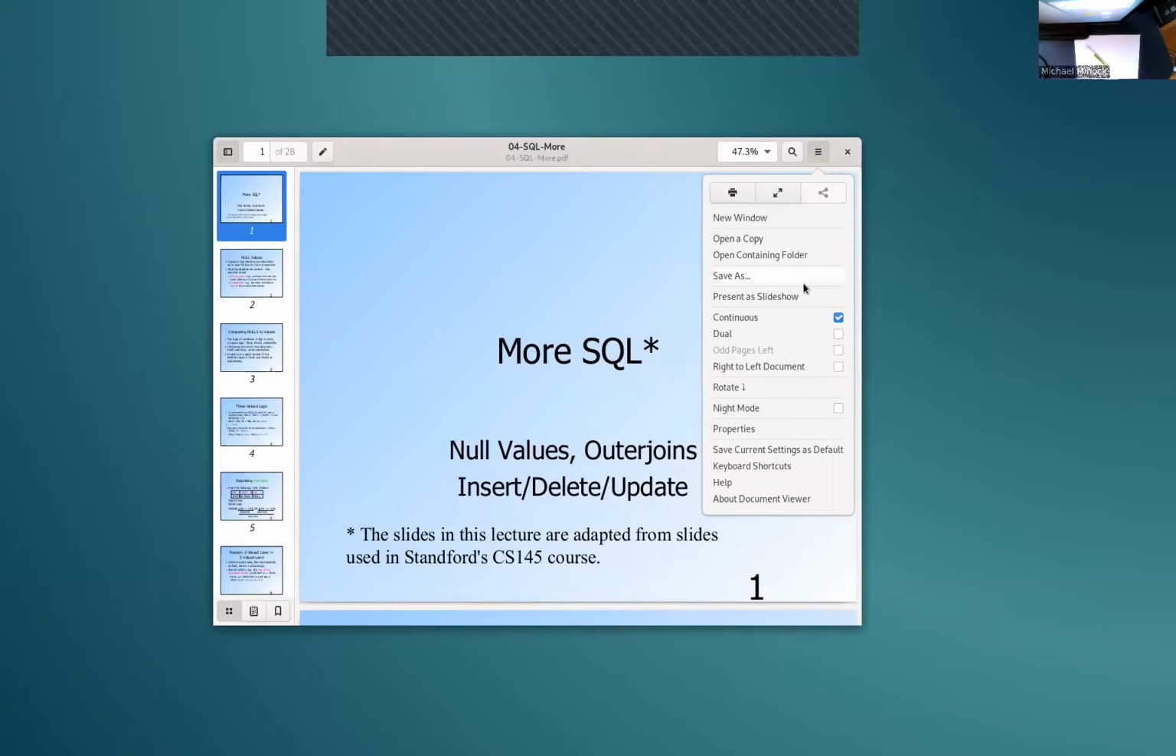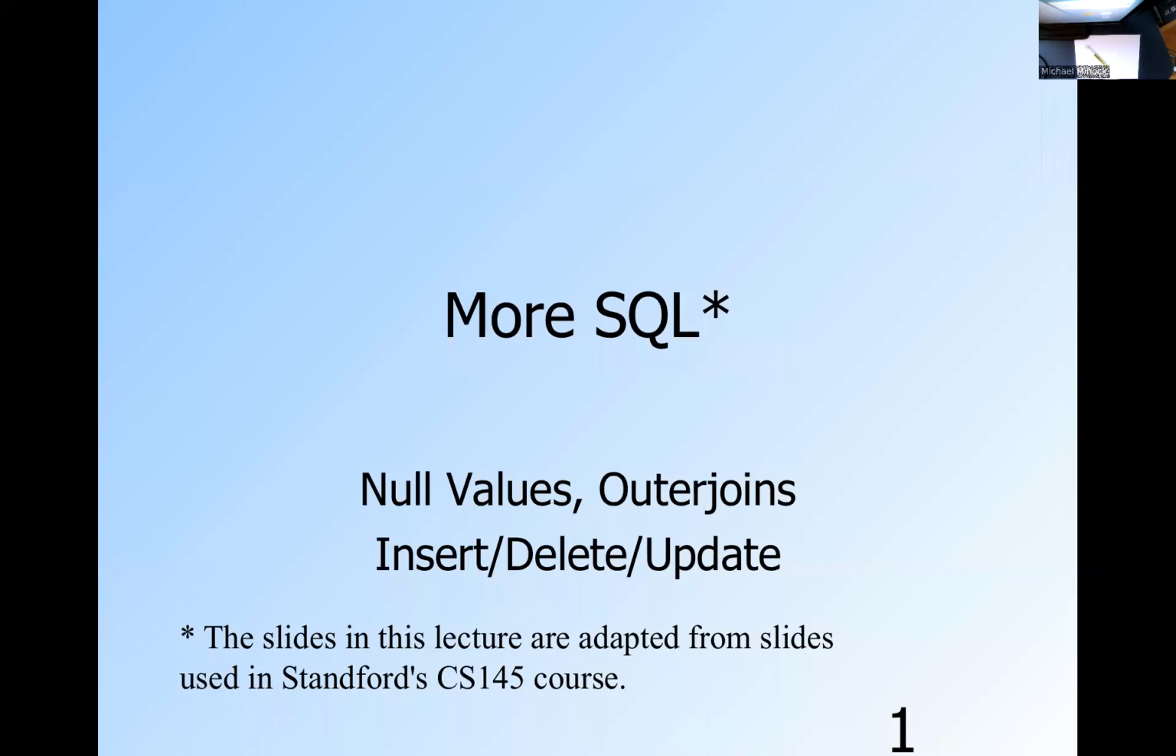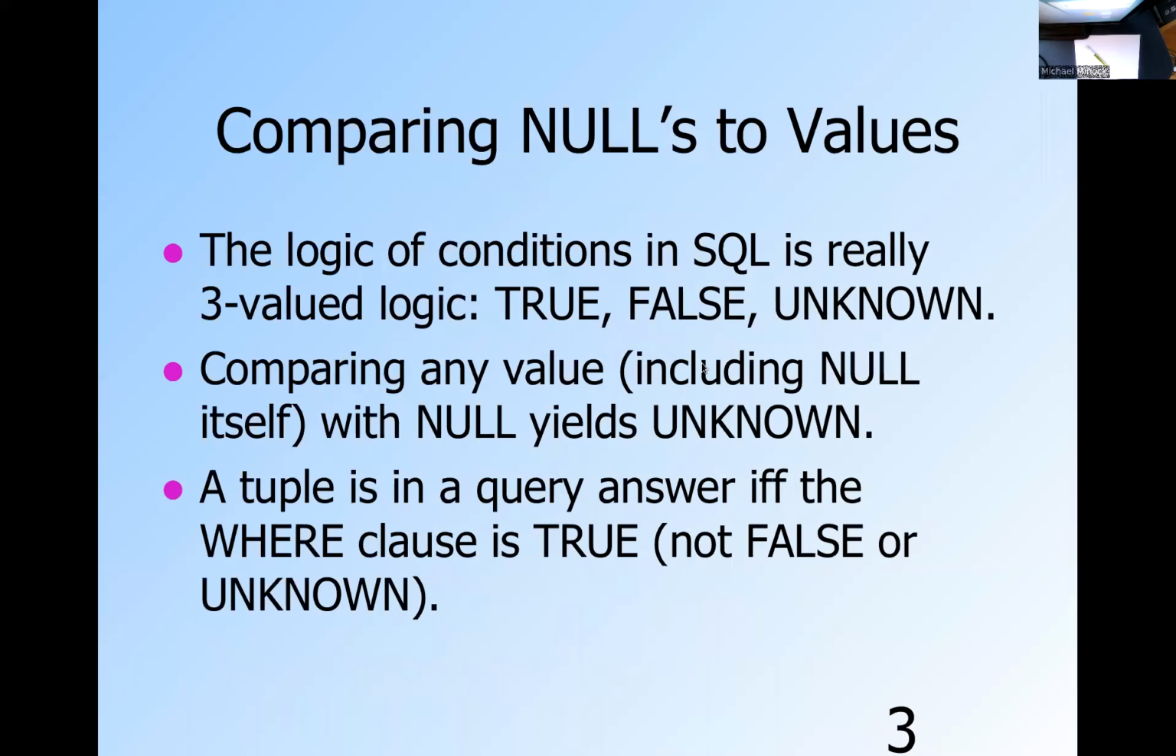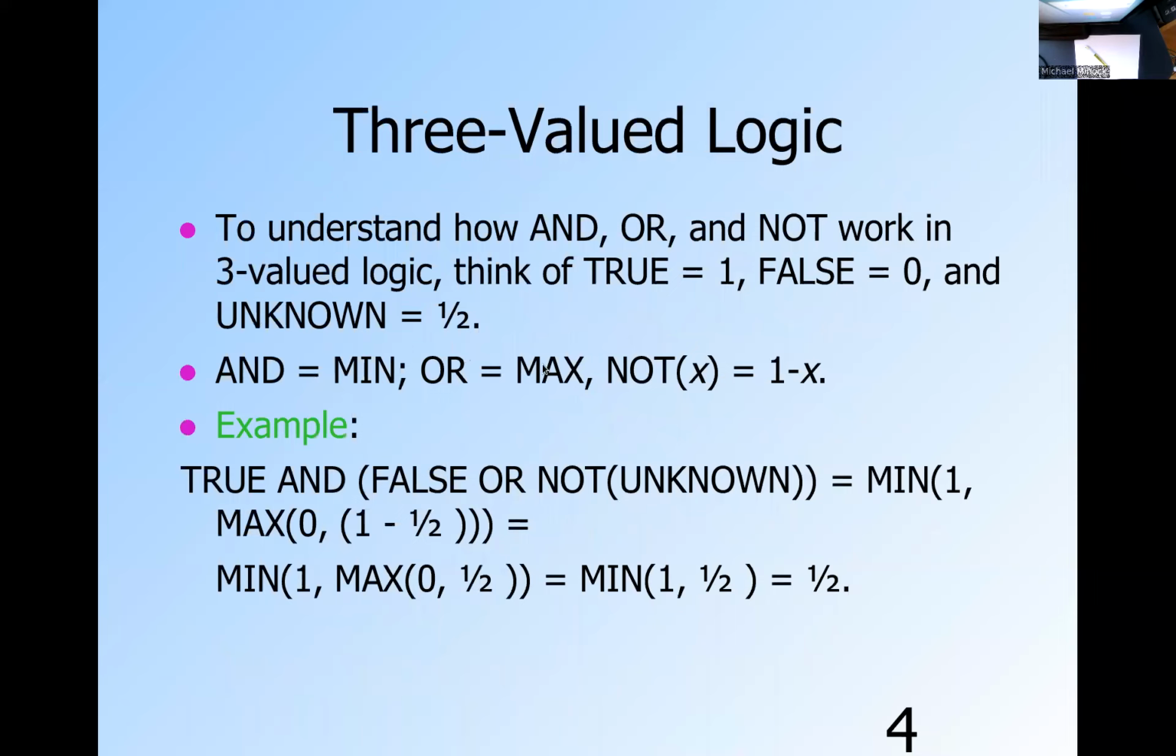I think we've already covered a lot of this material, but let's make sure we get it all done for the sake of completeness. So: null values, outer joins, insert, update, and delete. I believe we've covered null values quite a bit. The only thing in the slides is to understand how the three-value logic works, so how the conditions get evaluated.